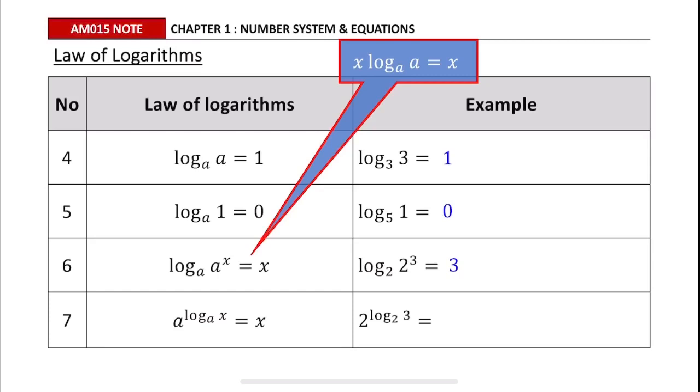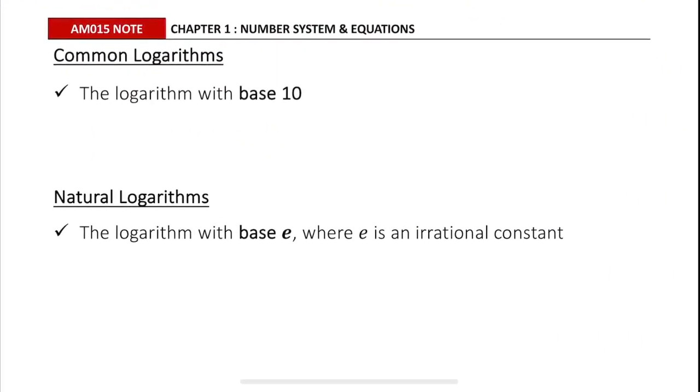The seventh law is a to the power of log base a of x is equal to x, which means when an index is raised to the power of a logarithm with the same base, then the answer is x, which is the argument of the log. So for the example, 2 to the power of log base 2 of 3, the answer is 3.